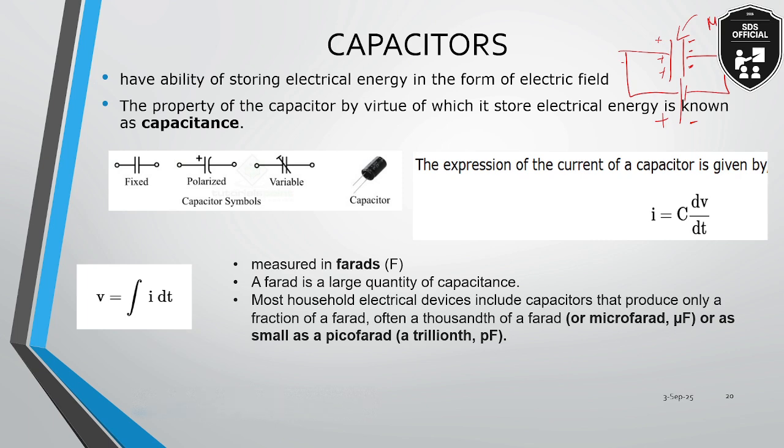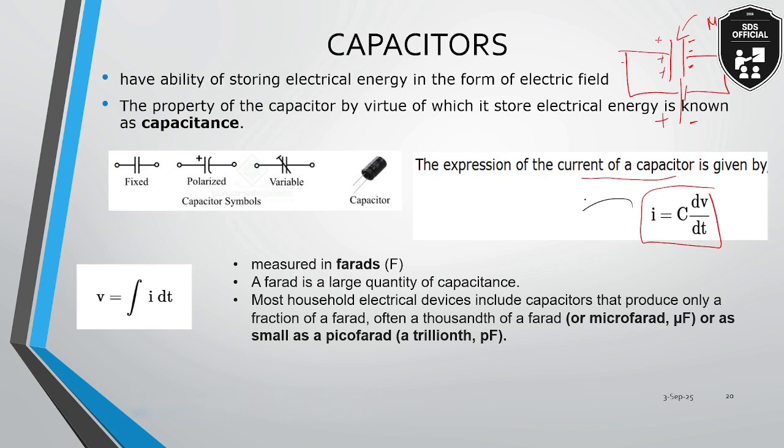Is that clear? So the expression of the current within a capacitor is given by the formula I is equal to C dV by dt. This is the formula for the current which is carried in a capacitor.